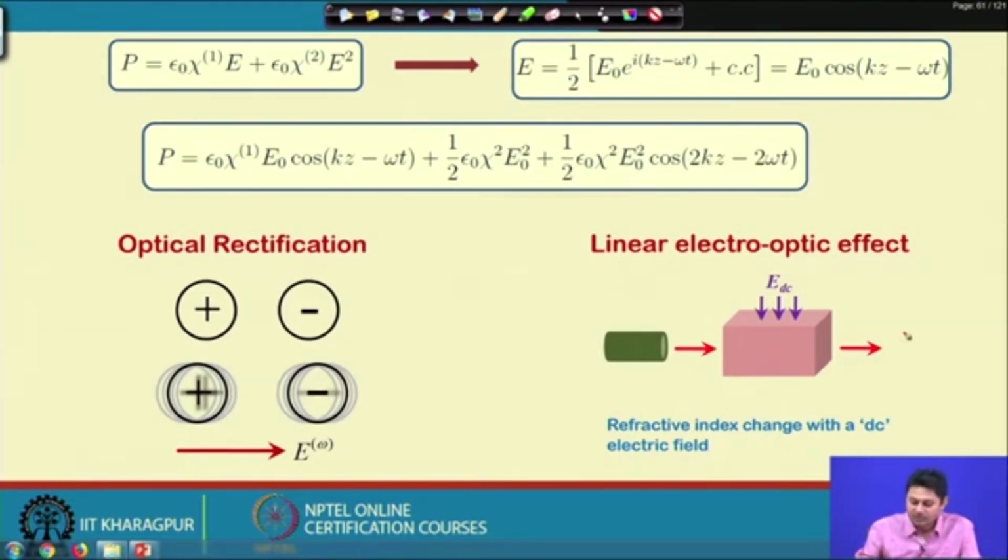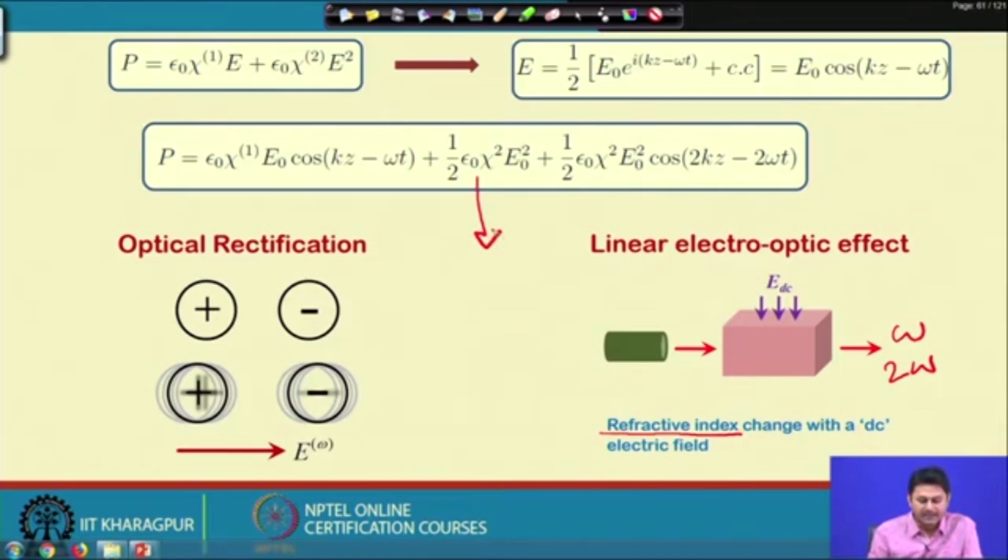So, in the output I should have a frequency omega, a frequency 2 omega, and an optical rectification term, but on top of that we also launch a DC electric field. What happens by launching this DC electric field is that the refractive index of the material is going to change because of this electric field.